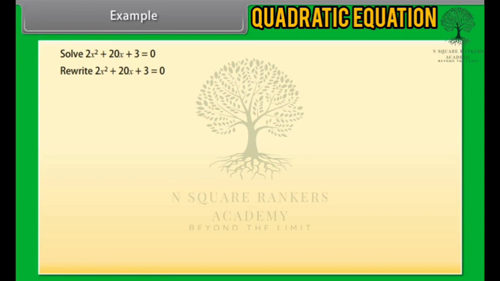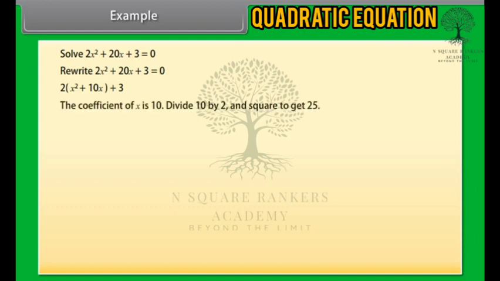Example. Solve 2x² + 20x + 3 = 0. Rewrite 2x² + 20x + 3 to get x² on its own: 2(x² + 10x) + 3. The coefficient of x is 10. Divide 10 by 2 and square to get 25. This is equal to 2[(x + 5)² - 25] + 3, which equals 2(x + 5)² - 50 + 3, which equals 2(x + 5)² - 47.